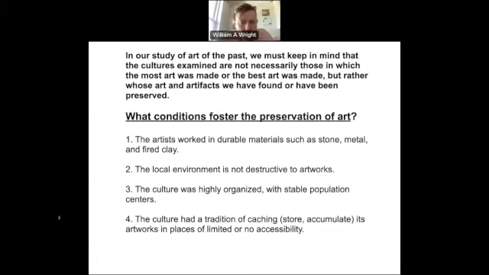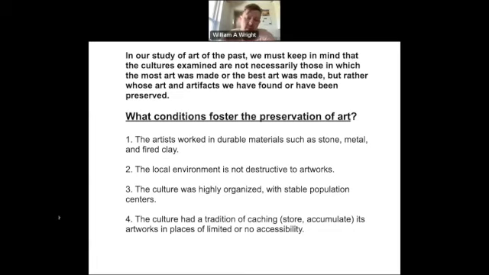Anyway, okay, what kind of conditions do foster the preservation of art? This looks like a really good exam question, if you ask me. So I'm going to go ahead and list those out real quick. The conditions that foster the preservation of art. Number one, artists working in a durable material such as metal, stone, and fired clay. So basically, like I said, not in hay or animal dung, but those things go away.